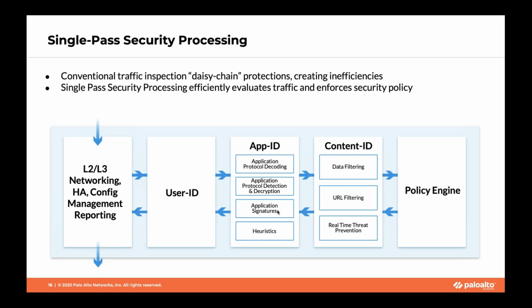Now, Palo Alto does all these things at the same time. For example, all the Content-ID features like data filtering, URL filtering, and threat prevention are executed all at the same time, and this makes it a very performant solution. If you have followed one of my presentations, I always mention this. We always have the App-ID throughput, which is 100%, and then we have the threat prevention throughput, which is typically 50% of the App-ID throughput. And this is because of this architecture.